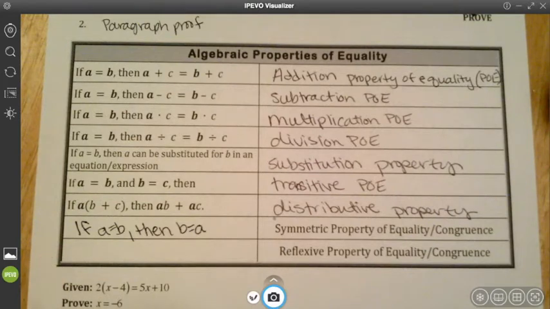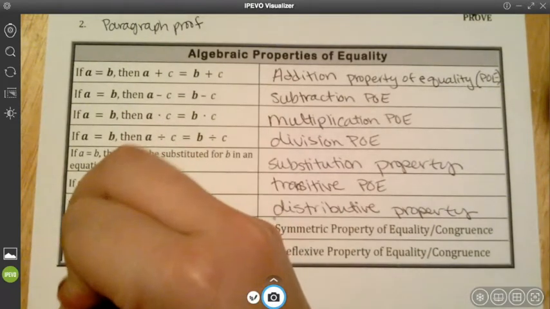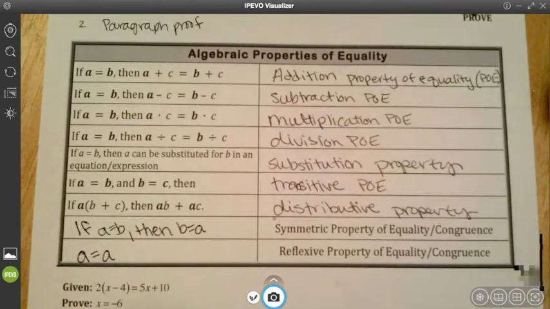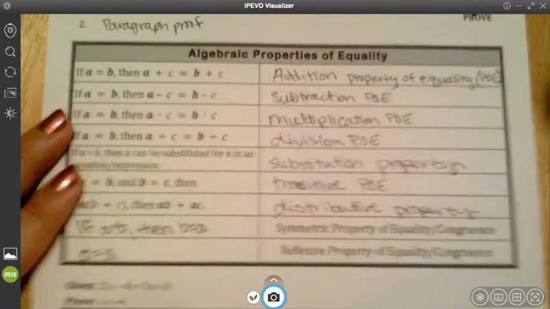Our last property, the reflexive property, says A equals A. Reflexive, like a reflection in a mirror, shows you the same thing back. Whereas symmetric, they can be equal to each other and you can write it in either way. So reflexive is the one where you have something equal to itself, like the mirror shows you yourself. Let's look at using these in a proof.